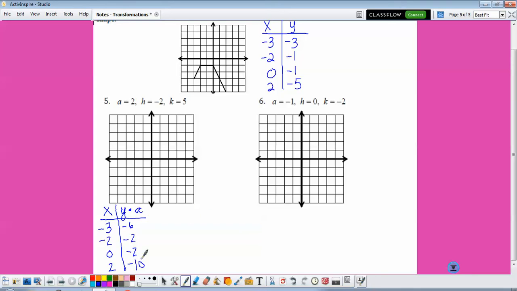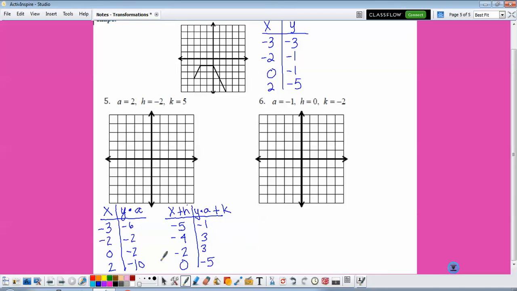Now I'm going to use this chart to use my H and my K. So x plus H, and I'm going to use my y values to add with K. So my x's, -2 and -3 would be -5, -2 and -2 is -4, -2 and 0 is -2, and -2 and +2 is 0. And then I'm going to add 5 to all of these. So -1, 3, 3, and -5.